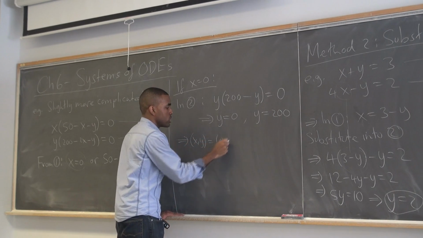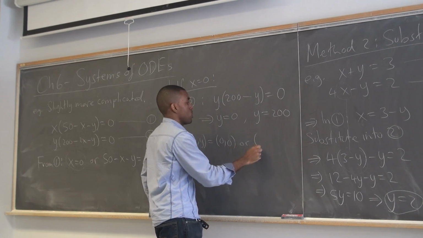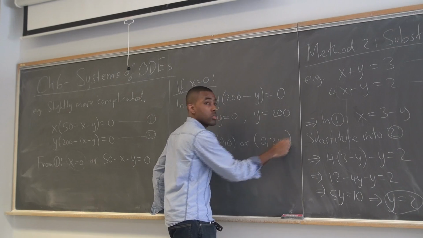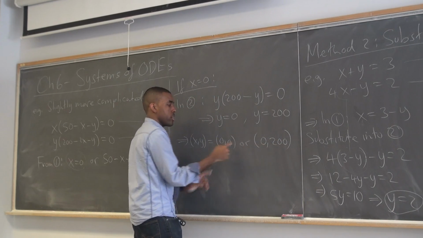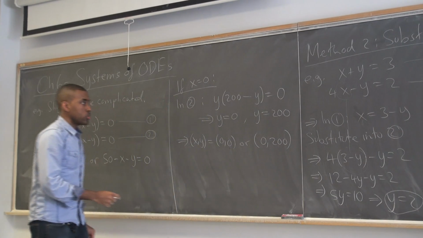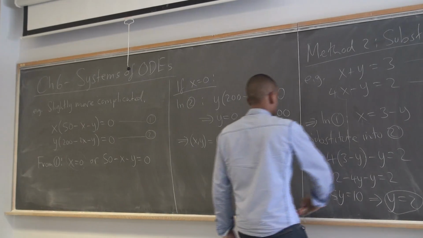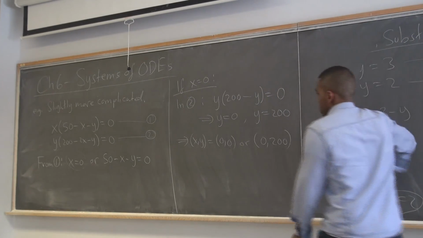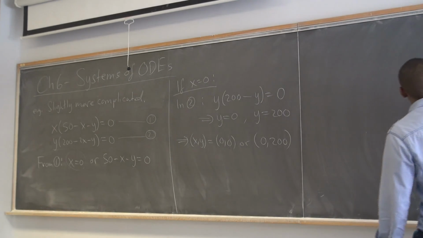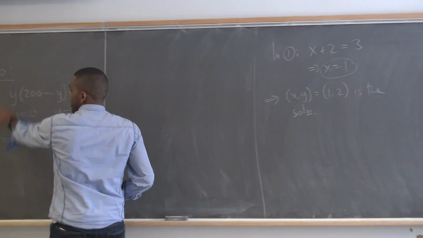xy is either 0, 0, right? X is 0 and y is 0. Or xy is 0, 200. Right? When x is 0, y is either 0 or 200. So I have two pairs of solutions here. And then I worry about the other situation. So this is what happens if x equals 0.